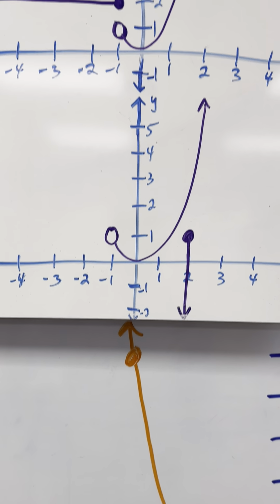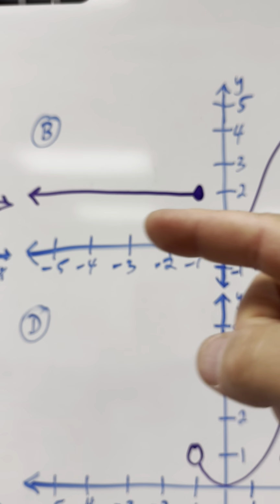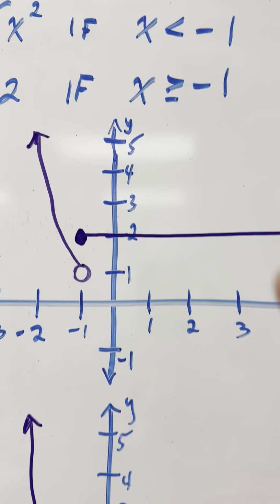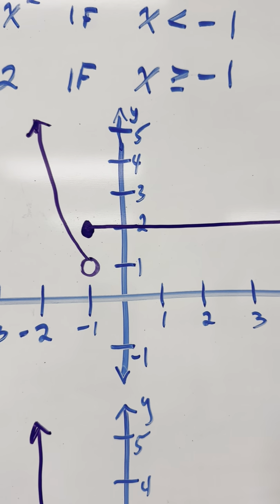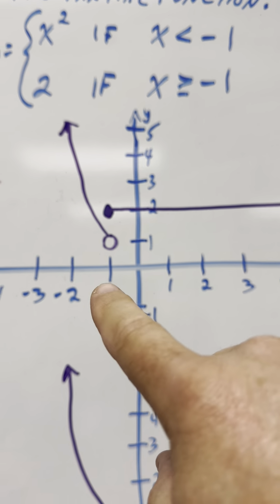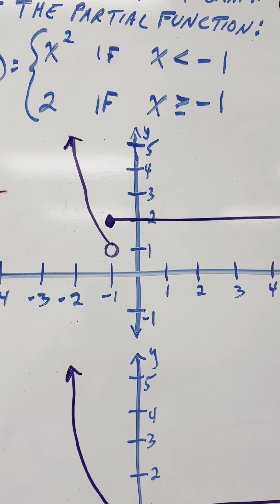That's out. And this is y equals 2, but it's less than -1, and I need greater than or equal to -1. Here's where y equals 2, greater than or equal to -1. Here's -1, right? Greater than or equal to -1.